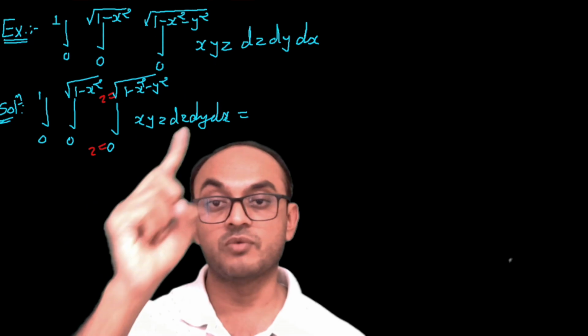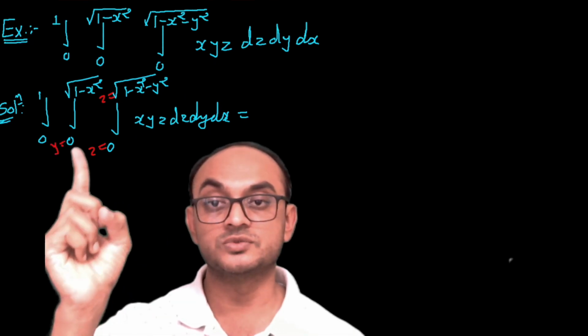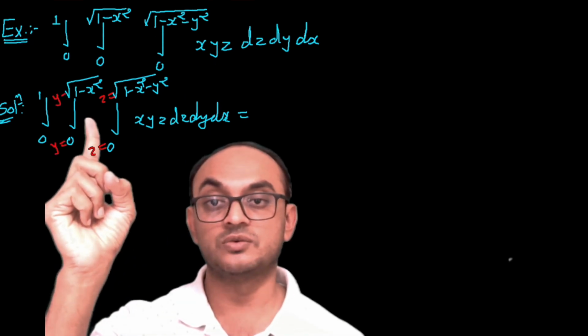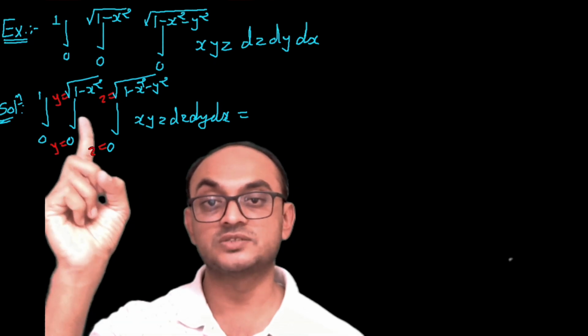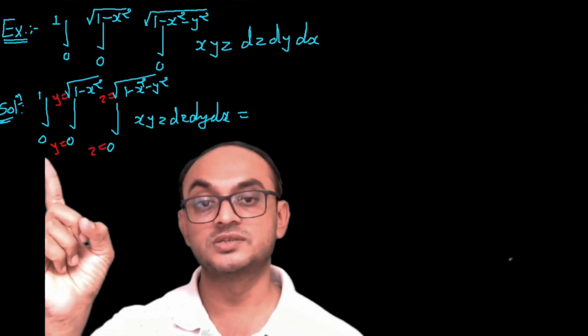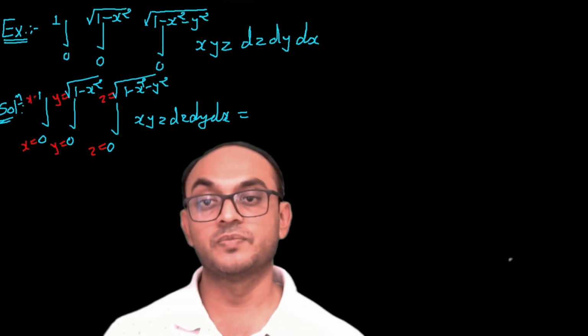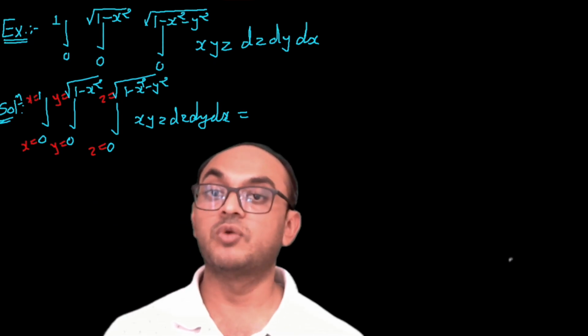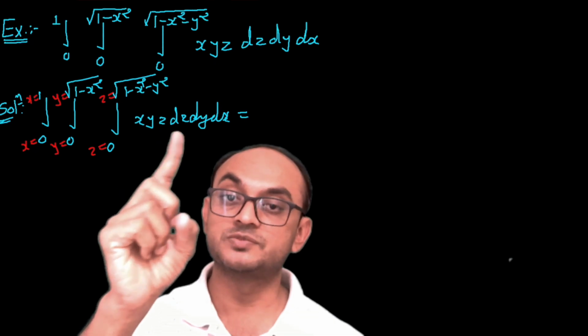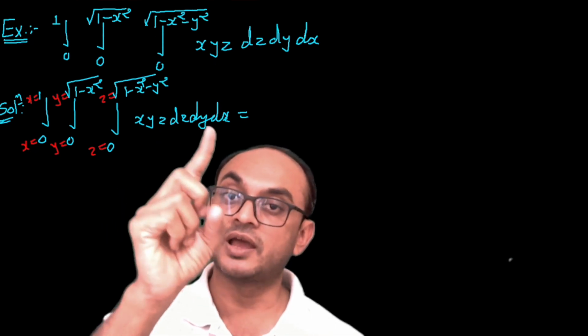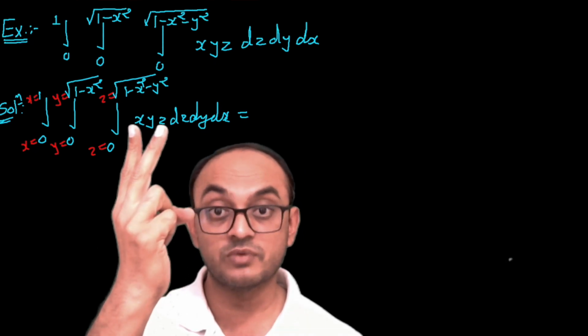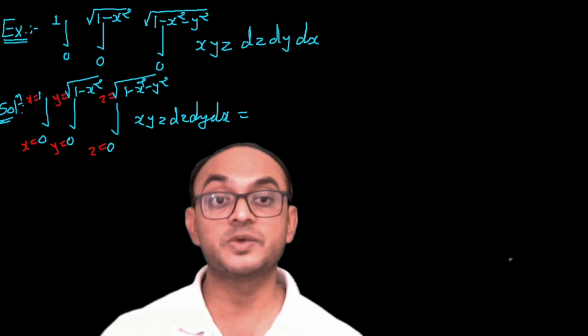The middle limit of y, so y is equal to 0 to y is equal to under root 1 minus x square, and the outer limit of x, which is always constant, so x is equal to 0 to x is equal to 1. What we have to do? First we integrate with respect to z, then y, and then x. So what is the integration of xyz with respect to z?